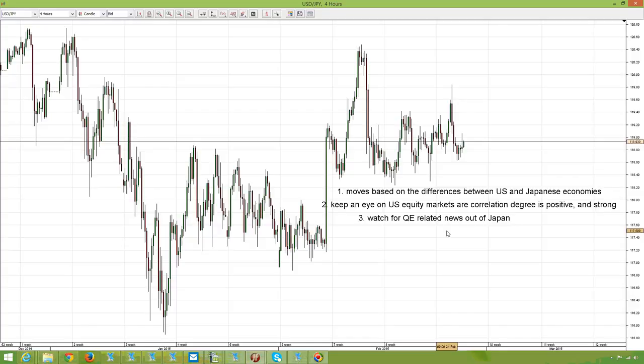So any news out of Japan that the market reads as the quantitative easing program being changed, finished, closed, or done should influence the pair. Other than these three important things out of Japan, one should look for the following.